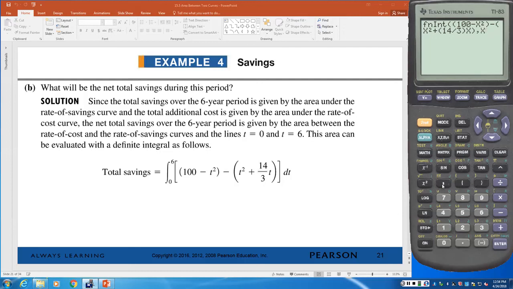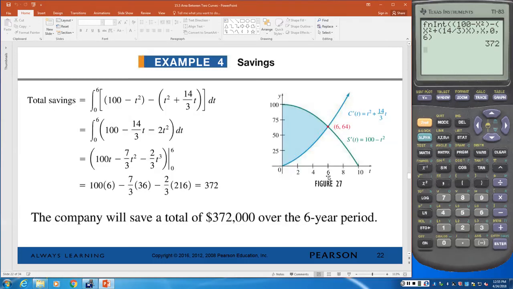That's with respect to x, and I'm going to say from year 0 to year 6. And since this is money, I don't care if it's a fraction or not, so we're just going to go straight to a decimal. And in this case, it comes out to be an integer value. So remember that your savings and your cost is in thousands of dollars. That's going to be $372,000 that they save over a 6-year period.